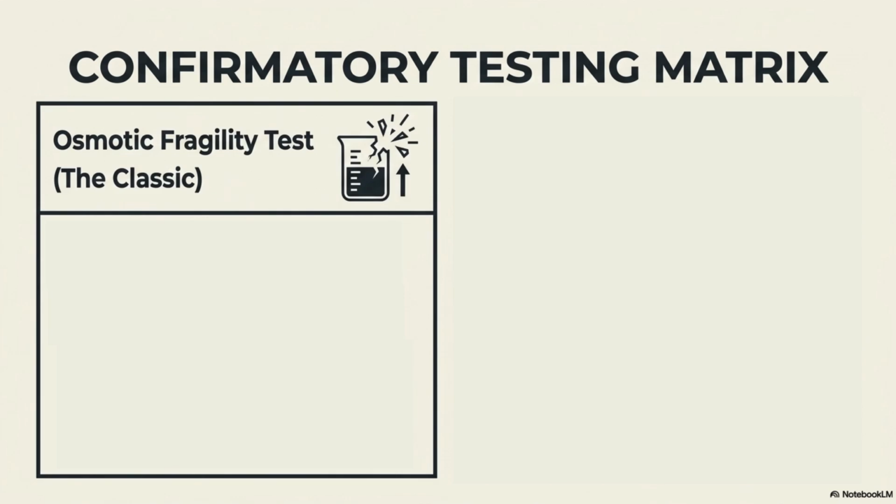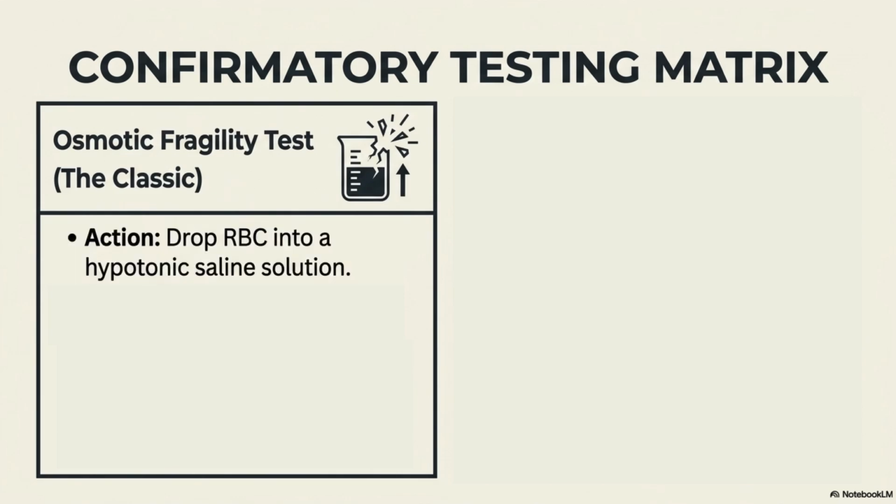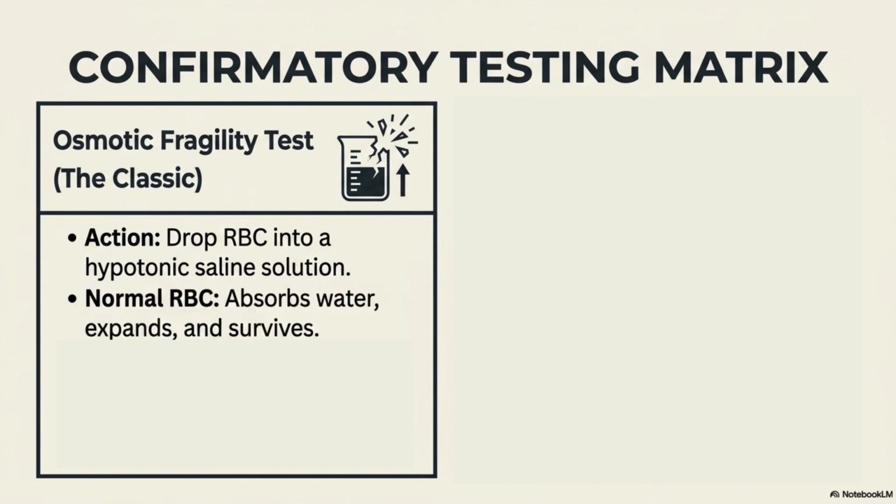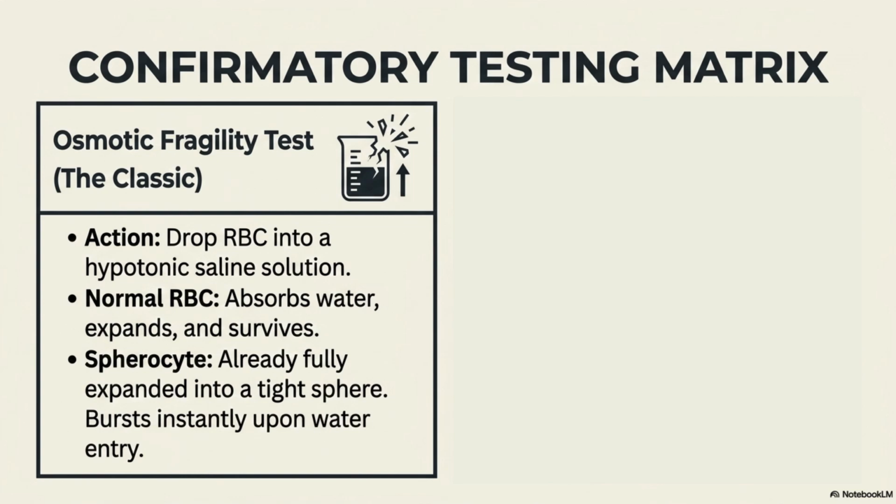Moving on to the confirmatory testing matrix. First, the classic test is the osmotic fragility test. The action is to drop an RBC into hypotonic saline solution. A normal RBC absorbs water, expands, and survives. A spherocyte is already fully expanded into a tight sphere. Therefore, it bursts instantly upon water entry.